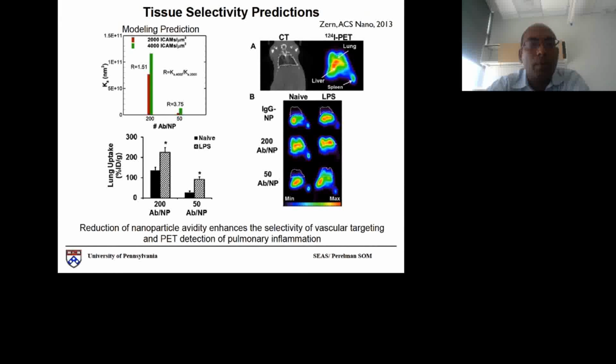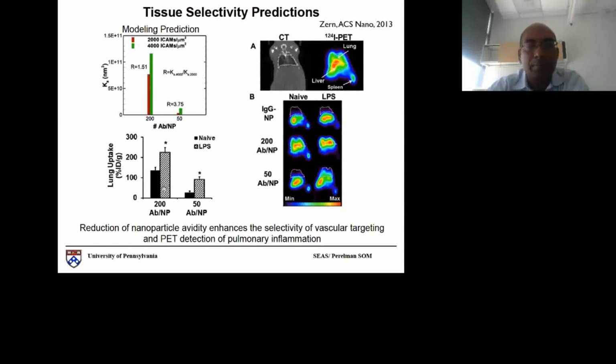So one of the things we used our model for is to predict not when the nanocarrier would bind the most tightly, but rather when the nanocarrier would give you the maximum selectivity of binding between the normal mice and the inflamed mice. And one of the predictions was that if you operate at full antibody density, you actually don't get that much selectivity. You only bind about 1.5 times better in the inflamed mice compared to the normal mice. Whereas if you scale down the antibody density to 25%, then you actually get a 4-fold effective selectivity. And this was again borne out in vivo when we did the experiments.